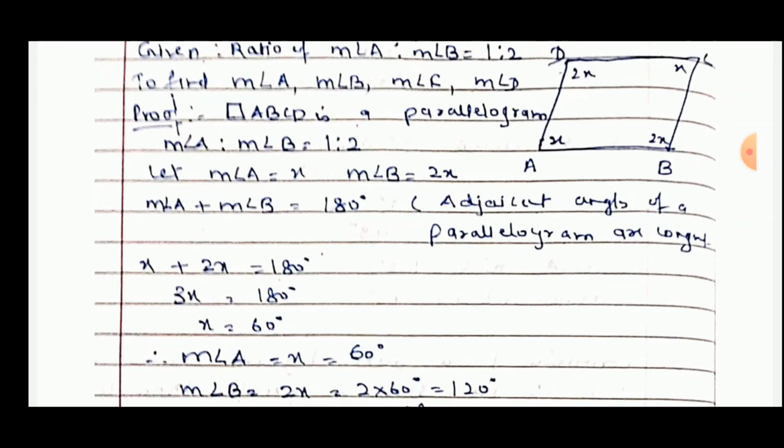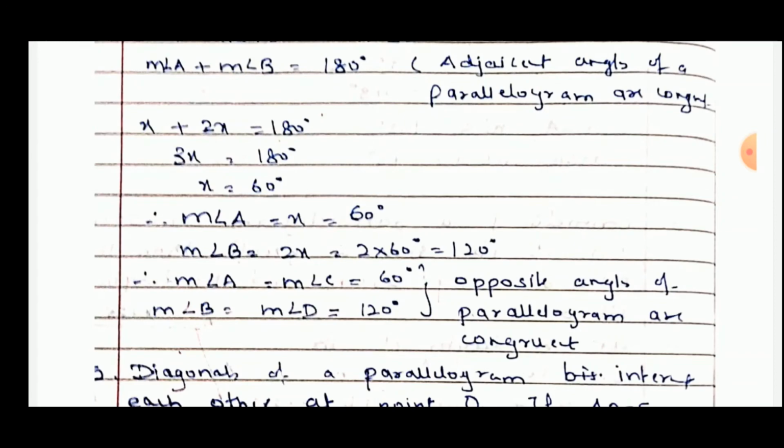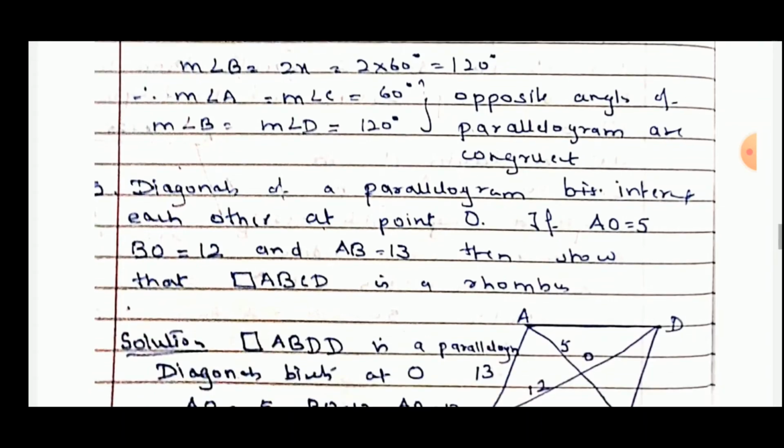Then x plus 2x is equal to 180 degree. So 3x will be equal to 180 degree, x will be equal to 60. So measure of angle A is equal to x is equal to 60 degree and measure of angle B is equal to 2x is equal to 2 into 60 degree, that is 120 degree. So measure of angle A is equal to angle C is equal to 60 degree and measure of angle B equal to measure of angle D is equal to 120 degree. Opposite angles of the parallelogram are congruent.